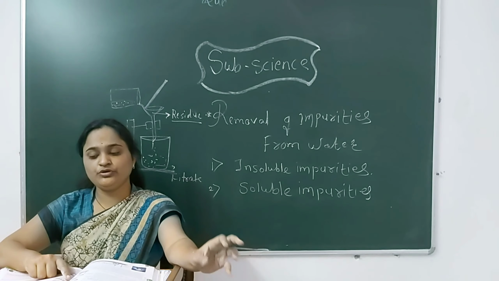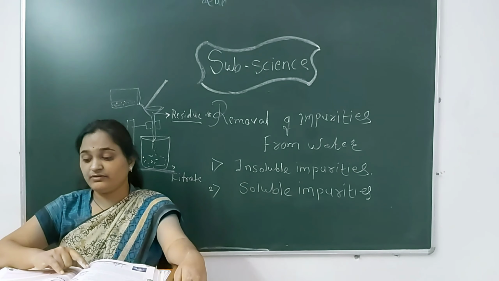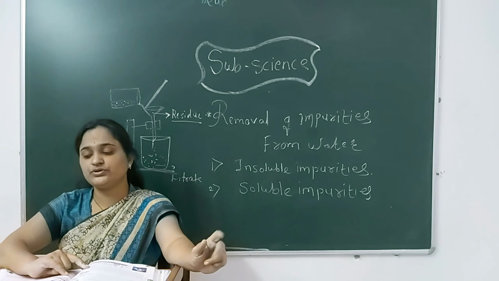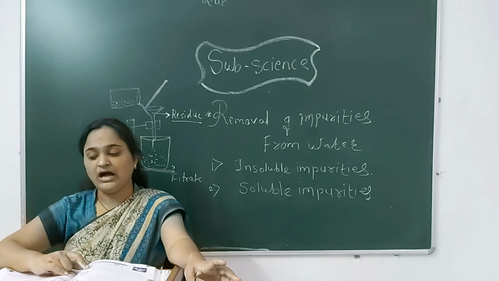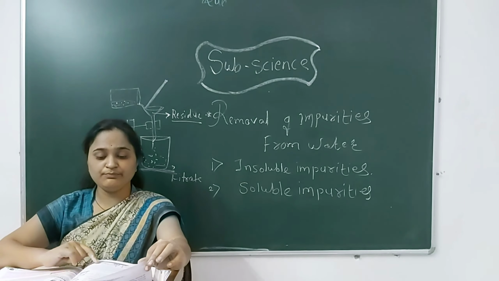Then the water purifier. Now there are many types of water purifiers in our market. Electrical water purifier is used to get pure water. In most of the houses, RO water purifier is used. Okay, very very simple concept is here.